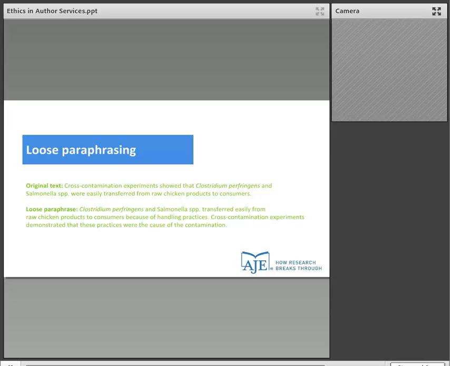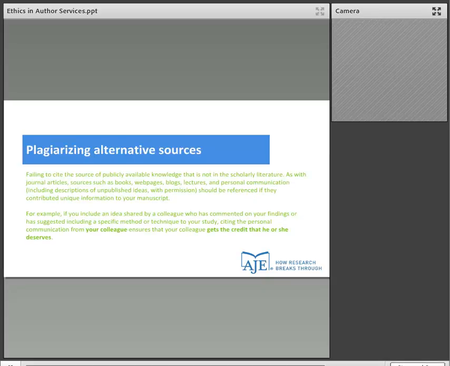And in this example, you'll see that the original text is one sentence mentioning the two bacteria and that they're easily transferred from these chicken products to consumers. In the loose paraphrase, I've gone and divided this information among two sentences, added some content, expanded it a little bit, but I still have the same idea. So I should have a citation after both of these sentences to indicate that it's coming from Wu.